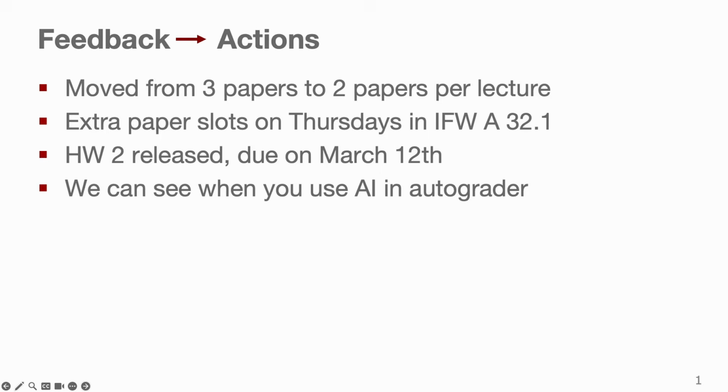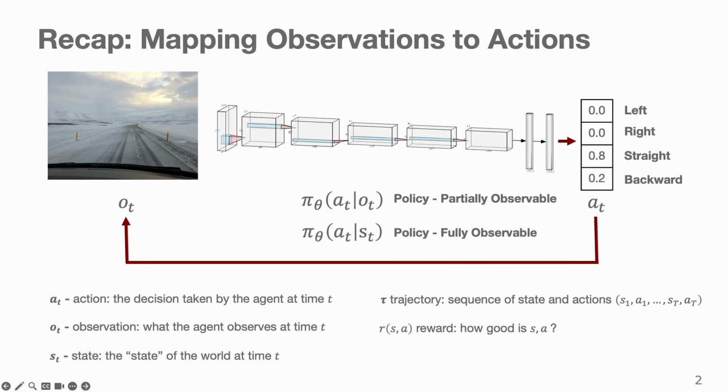Cool. So let's start. Last lecture, we defined some notation to help us understand how we can map from image observations to actions, and we also showed how observations are different, for example, from states when we formalize policies. And so we defined all this notation and what are partially observable policies versus ones that are fully observable.